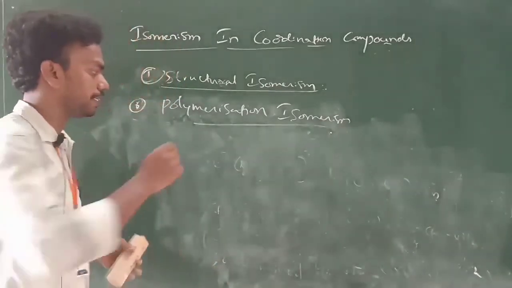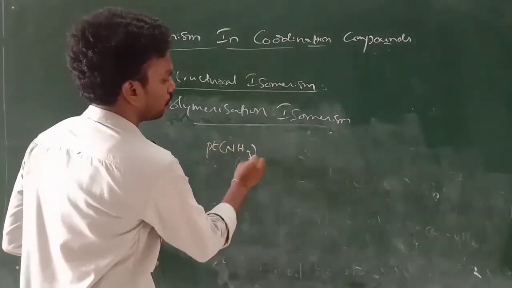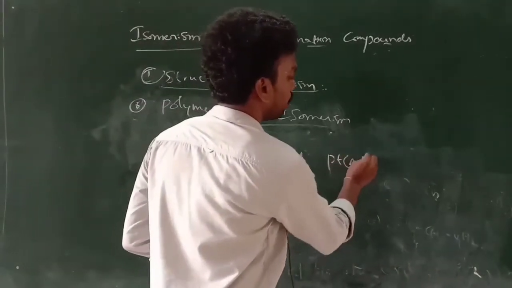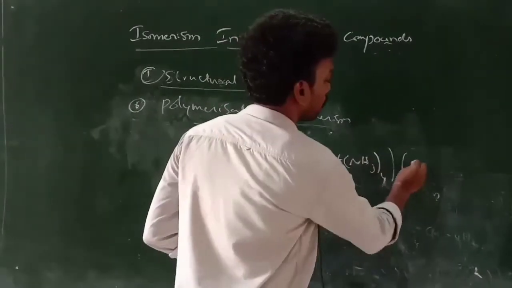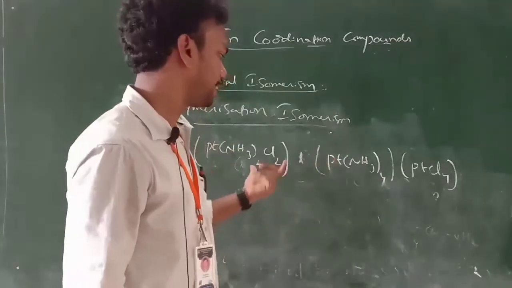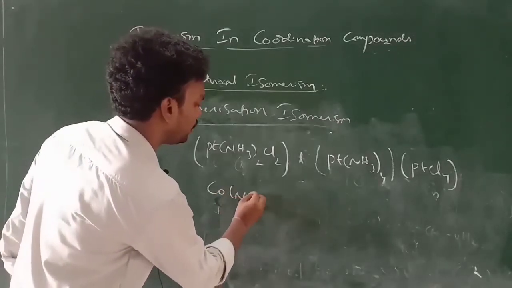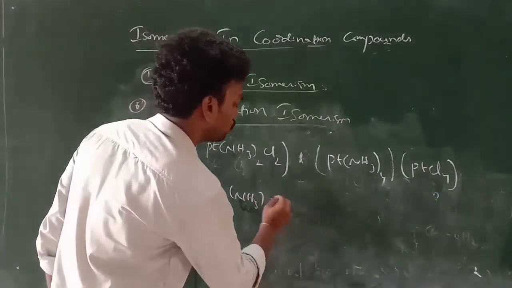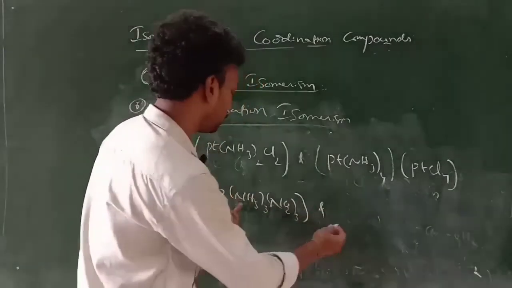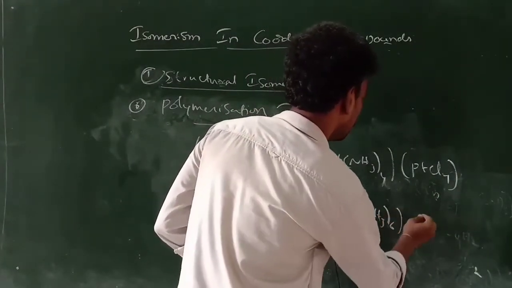Let's say an example. [Pt(NH3)2Cl2] and [Pt(NH3)4][PtCl4]. These two are the polymerization isomers. Let's take another example. [Co(NH3)3(NO2)3] and next [Co(NH3)6][Co(NO2)6].